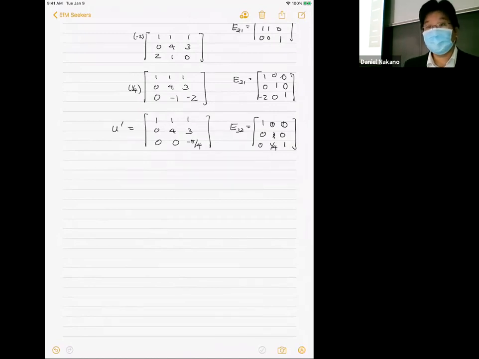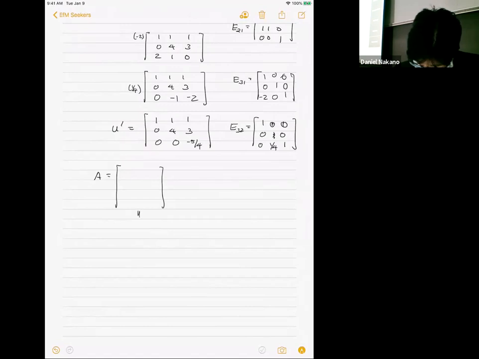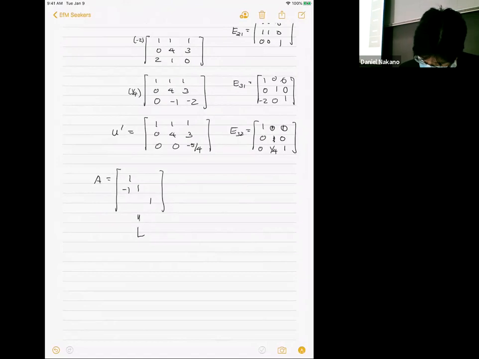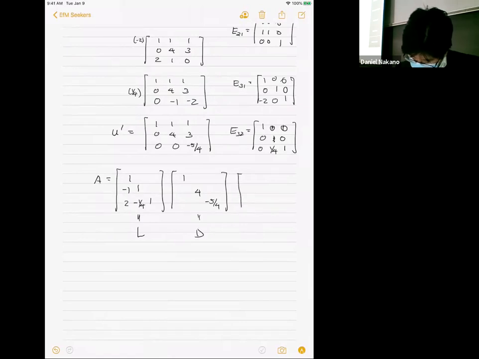It's not quite U yet because we have to take out the diagonal entries. So then A, well, we need the L part. The L is just obtained by taking the negatives of the multipliers and putting them in the right spot, right? So we have -1, 2, and -1/4. The diagonal entries come from diagonal entries of U prime, right? So it's 1, 4, -5/4. So that's our D.